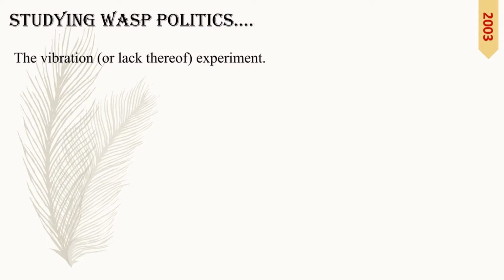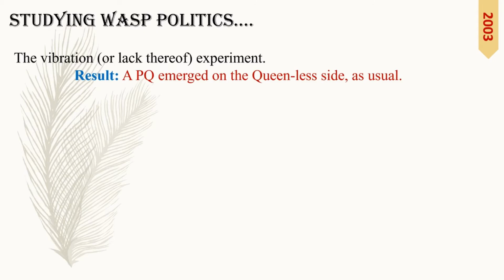Now, how do you stop the nest from vibrating when the queen walks? Or how do you stop the workers from perceiving this vibration? Just to tell you, this was of course a failed experiment. So at the end, we are going to get the same result. The PQ will emerge on the queenless side, but that's not the point of it.